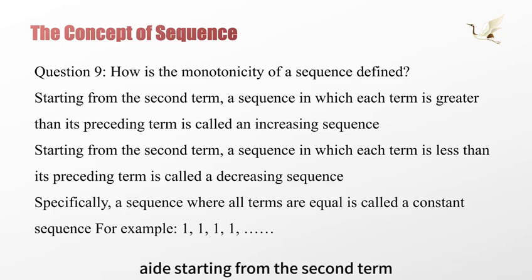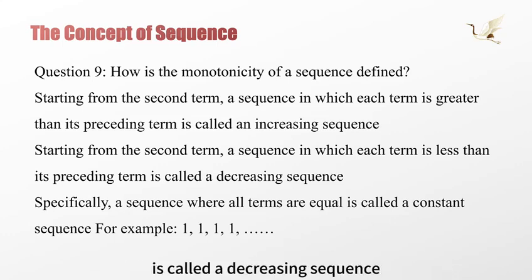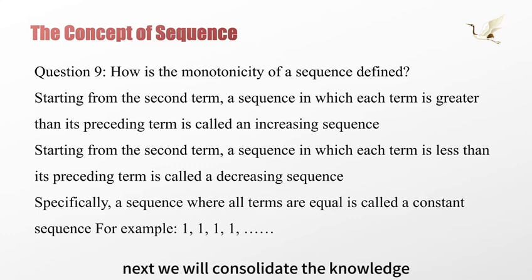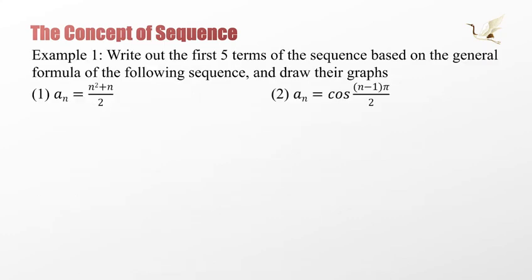Similarly, a sequence in which, starting from the second term, each term is less than its preceding term is called a decreasing sequence. If all terms of a sequence are equal, we call it a constant sequence. For example, the sequence we mentioned earlier is 1. Next, we will consolidate the knowledge we have learned in this lesson through 2 example questions.